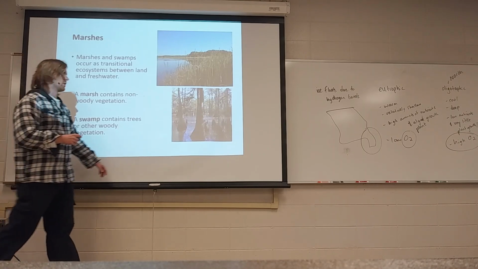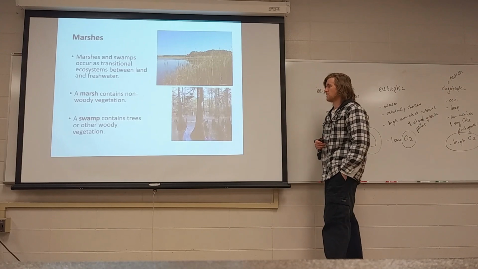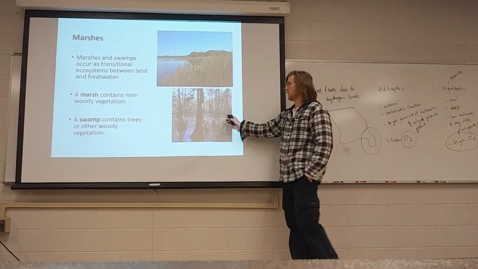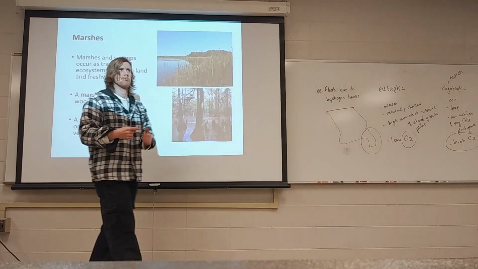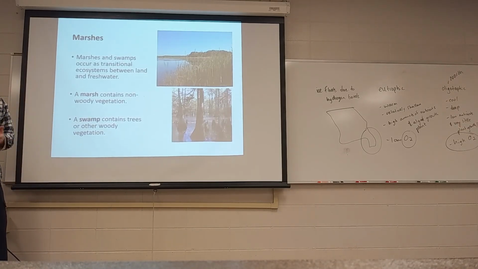There are saltwater marshes as well. We talked about salt marshes in the last chapter. Mangroves would be an example of a marine, I wouldn't call it a swamp, but swamp-like in terms of it being dominated by woody vegetation. So that is the freshwater biome lecture.